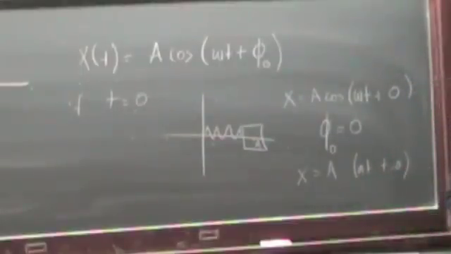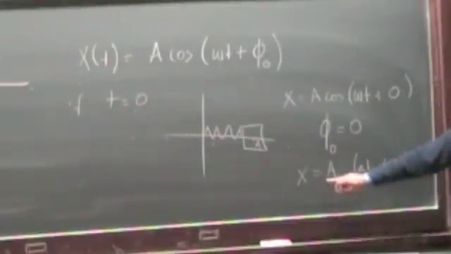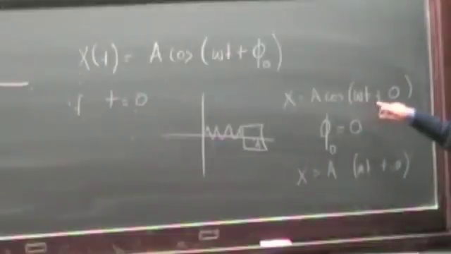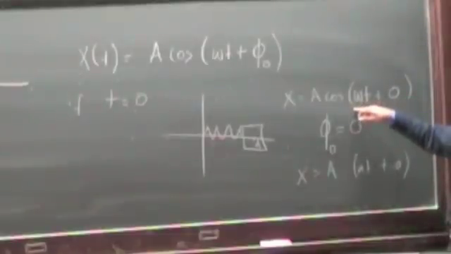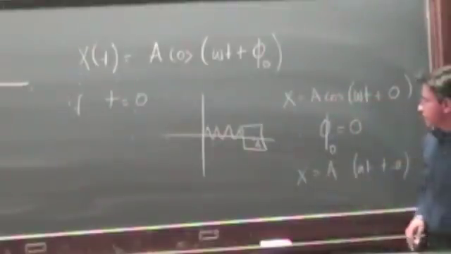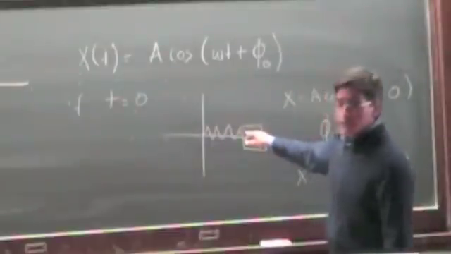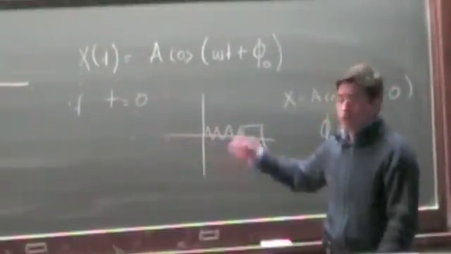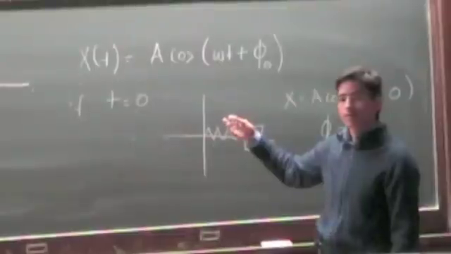Which is what you have, correct? x is equal to A cosine of 0 plus 0. Cosine of 0 is 1, so that gives you A. You could have answered that question immediately. I don't know if you answer immediately in your mind.